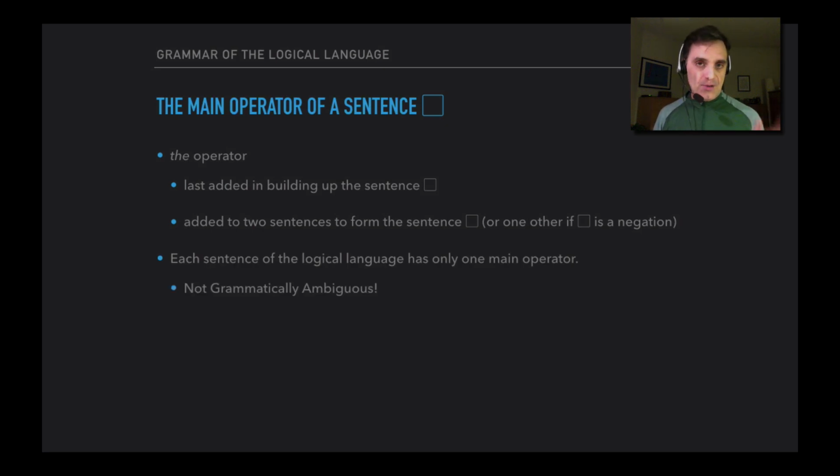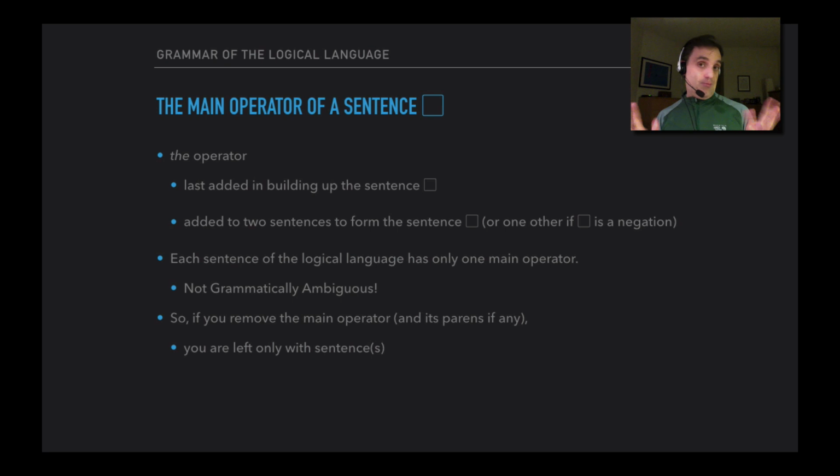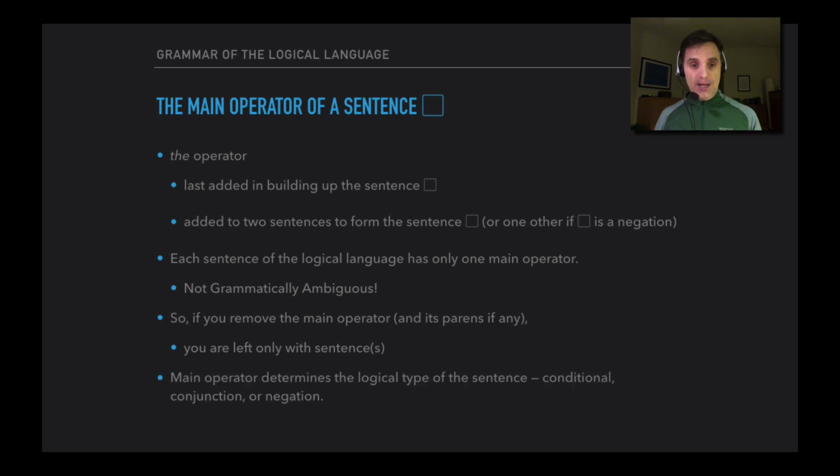Okay, so each sentence of the language has only one main operator. That's what it means for the language to be not grammatically ambiguous. This also means that if you remove the main operator and the parentheses that were added with it, then you should be left with only one or two sentences. Two sentences exactly if you're removing a conditional or a conjunction, one sentence if you're removing a negation sign. And the main operator tells us the logical type of the sentence. It tells us whether the sentence is a conditional or a conjunction or a negation.